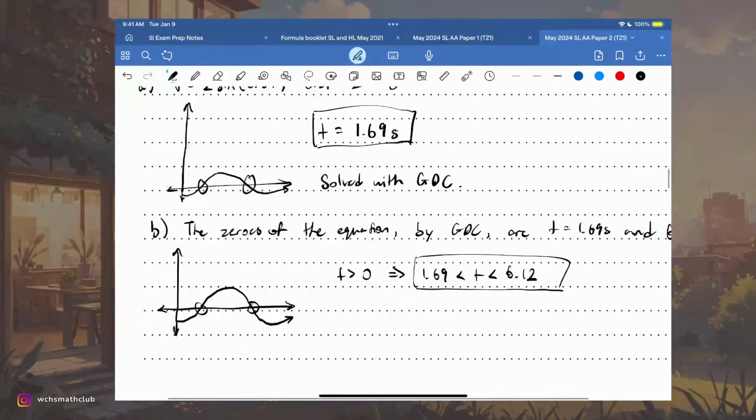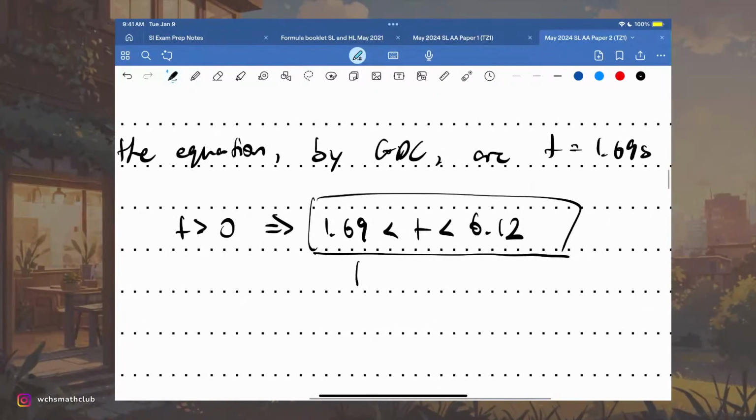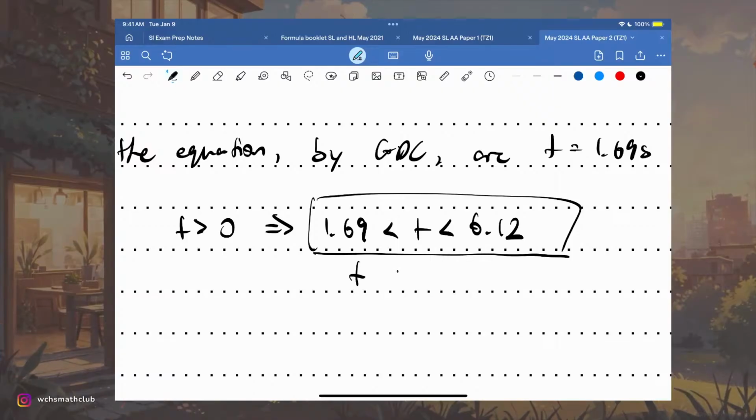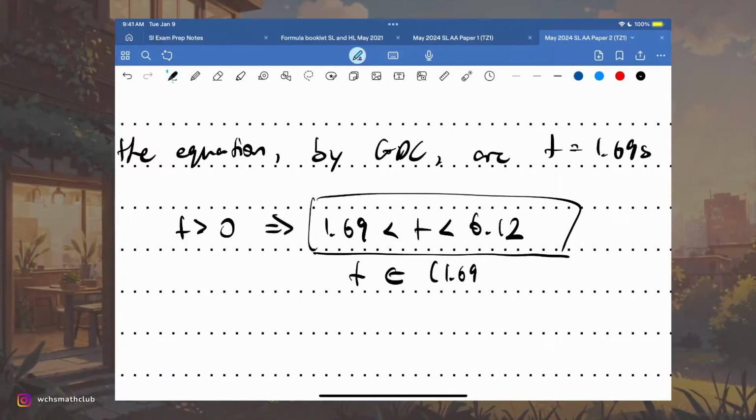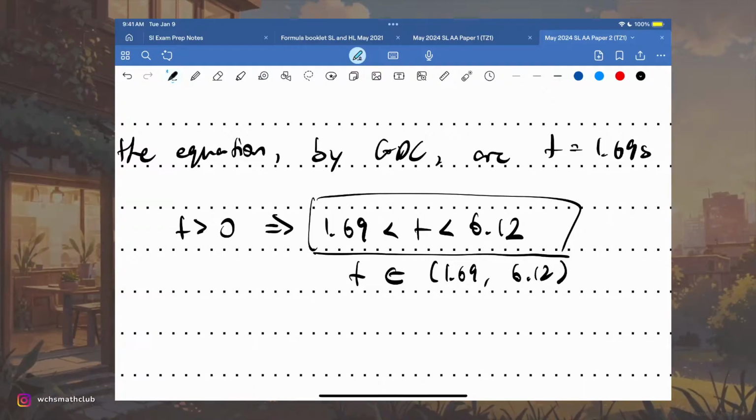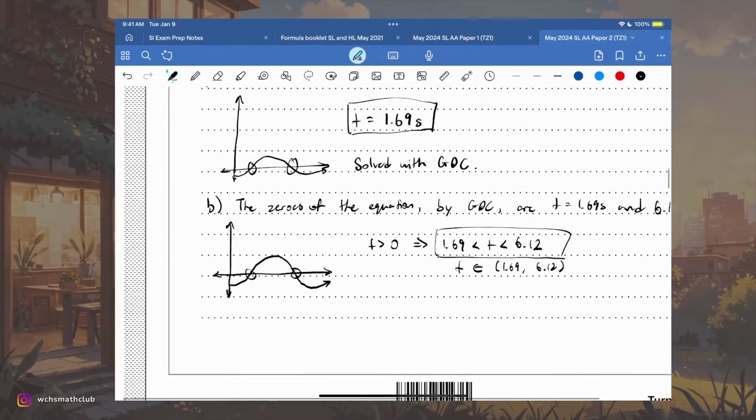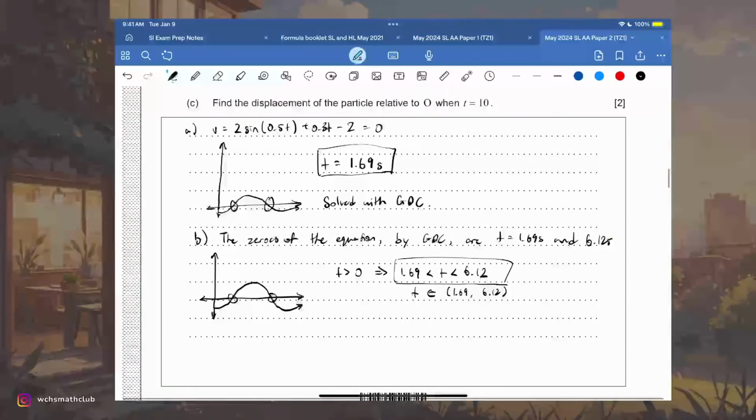So your interval will look like this, or an alternative way to represent this is t belongs to the range of 1.69 to 6.12. That's the same thing in interval notation, and either would be accepted.